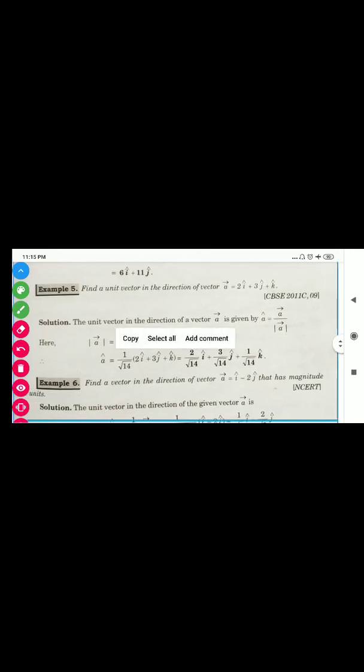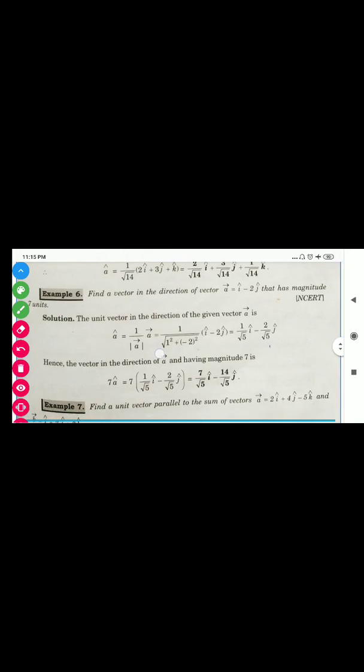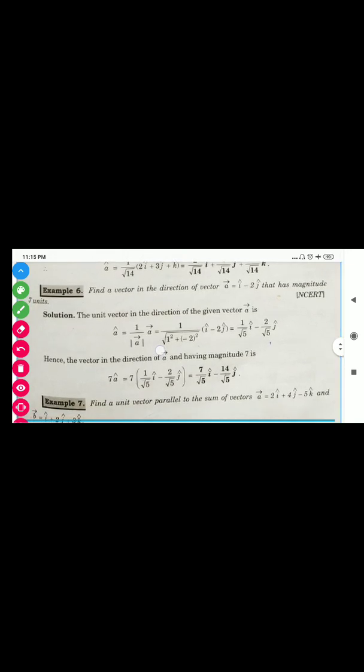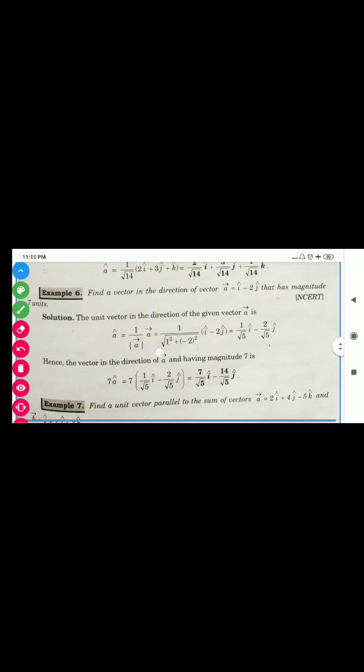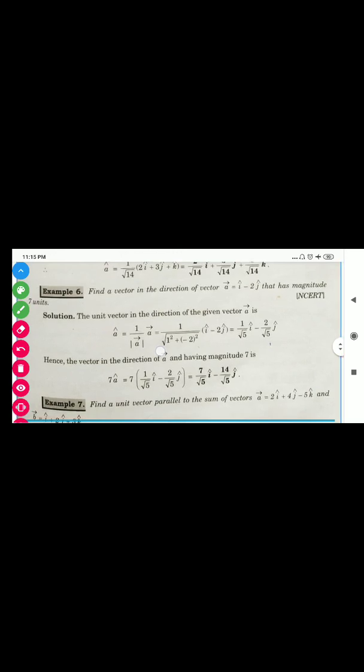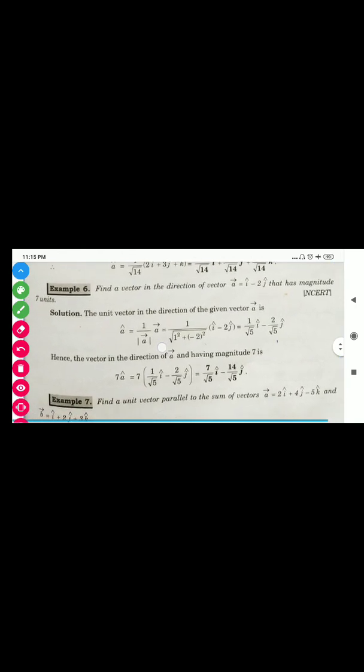By putting the value in the formula for a cap, we get vector a over the magnitude of vector a. So we get the answer 2 over root 14 i, 3 over root 14 j, 1 over root 14 k. Next question: find a vector in the direction of vector a that has magnitude 7 units. Students, in this question we find the unit vector in the direction of vector a, and that unit vector will be multiplied by 7. In this way, we get the vector of 7 units.